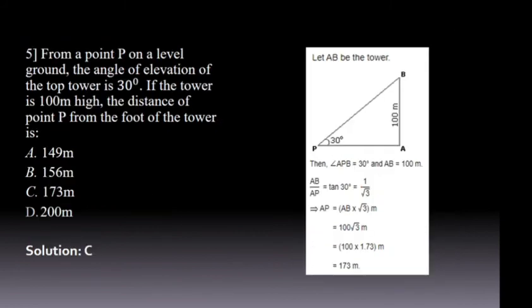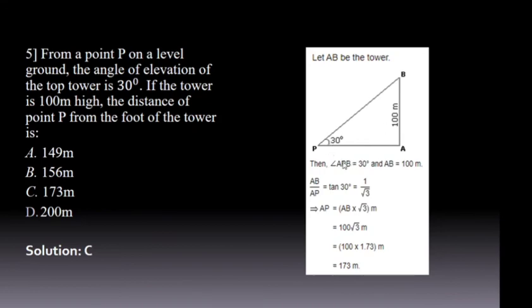Okay, moving to the next problem. From a point P on the level ground, the angle of elevation of the top of a tower is 30 degree. If the tower is 100 meters high, the distance of point P from the foot of the tower is. Again, this is a very simple problem. So I have to denote a point P here. Again, there is a tower AB. In most of the problems, this tower will always be present. The tower AB is 100 meters. Then this makes an angle of elevation of 30 degree.